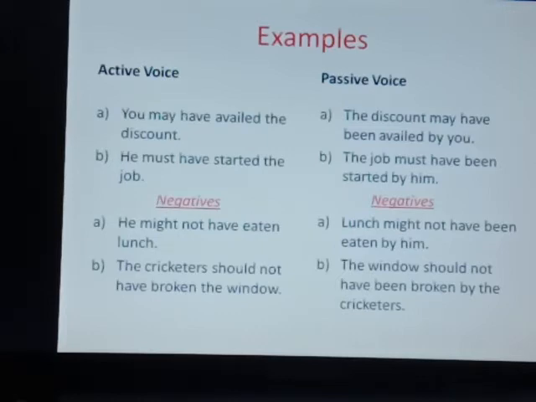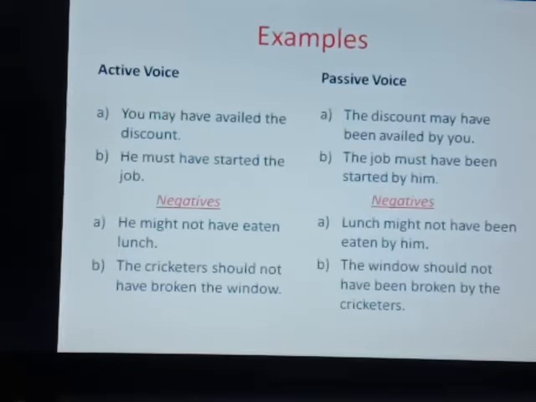Now see for negatives also. He might not have eaten lunch. Lunch might not have been eaten by him. The cricketers should not have broken the window. The window should not have been broken by the cricketers. Now that's all for modal auxiliaries.